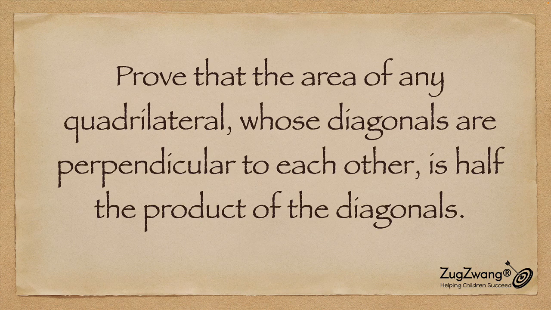What does it mean? A quadrilateral has two diagonals. Those diagonals are perpendicular to each other. And if they're perpendicular to each other, then the product of the lengths of those diagonals divided by 2 is the area of the quadrilateral. This is a geometric proof. How do we prove this?